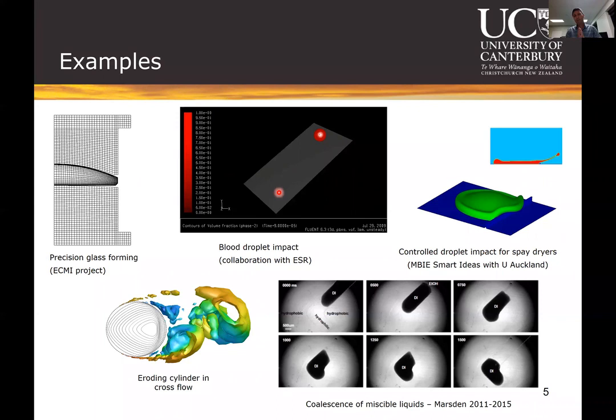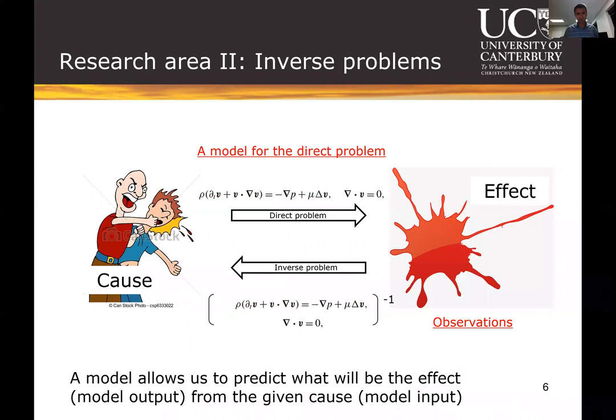We've been interested in my group as well in understanding evolving surfaces more broadly. What you see here at the bottom left hand side is how a cylinder in cross flow evolves as it erodes, basically. And here at the bottom right hand side is some work we did around droplet microfluidics on surfaces.